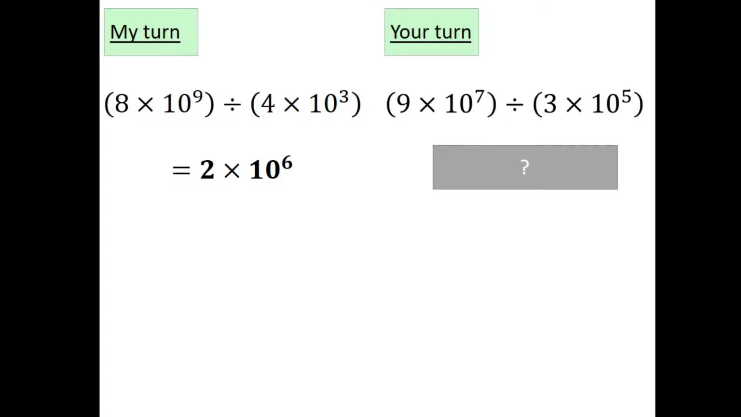Okay. Here's one for you to try. Have a go at that now and pause the video. Press play when you want to see the answer. So the answer: 9 divided by 3 is 3. 10 to the 7 divided by 10 to the 5 is 10 squared. So 3 times 10 squared. That's your answer in standard form.